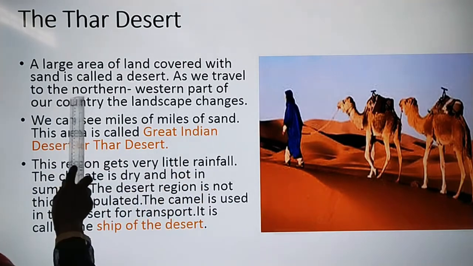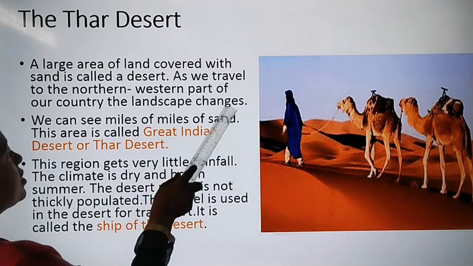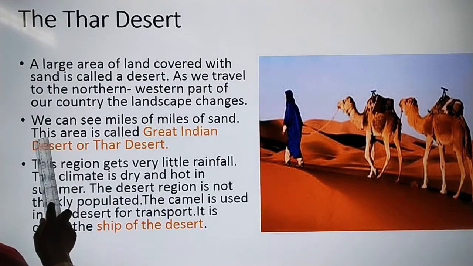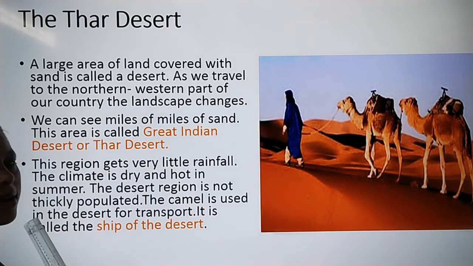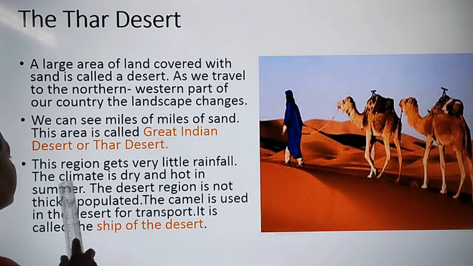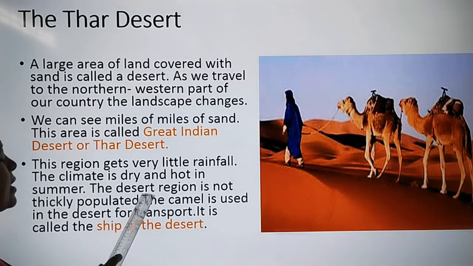As we travel to the northern western part of our country, the landscape changes. We can see miles of sand. This area is called Great Indian Desert or Thar Desert. This region gets very little rainfall. The climate is dry and hot in summer. The desert region is not thickly populated. The camel is used in the desert for transport. It is called the ship of the desert.